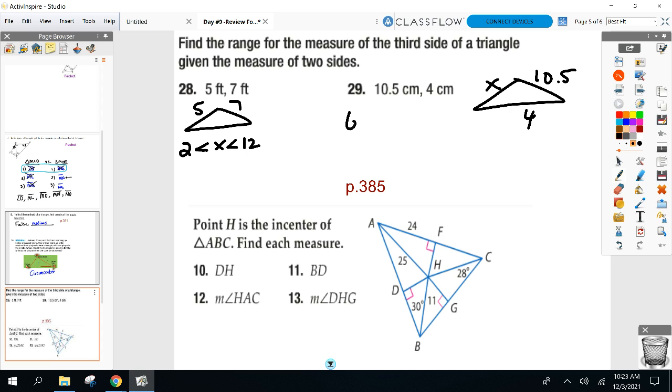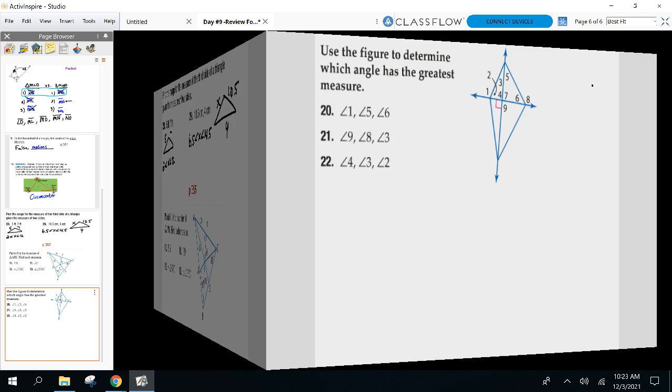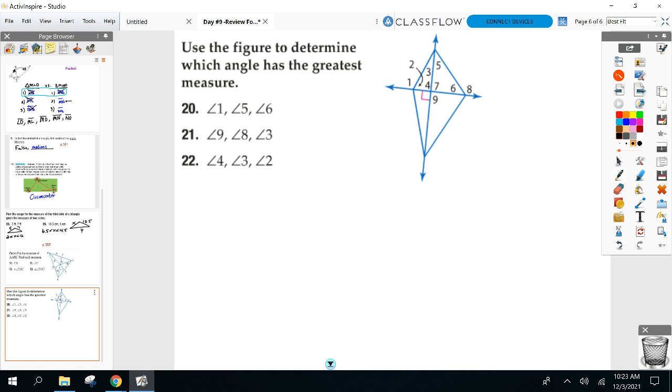6.5, yep. And 14.5. Add them and subtract them. Questions? And the last one, I'm not going to do this one here with you. The last one I'm going to do out of your book is 20, 21, and 22. This is going to challenge us.